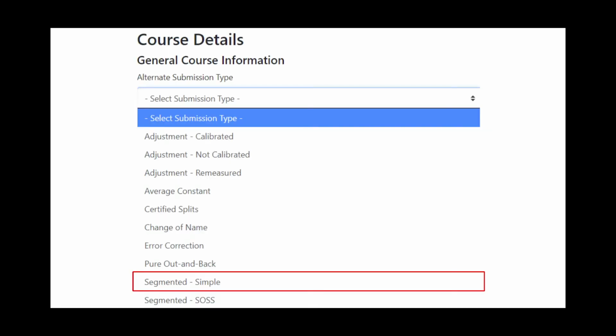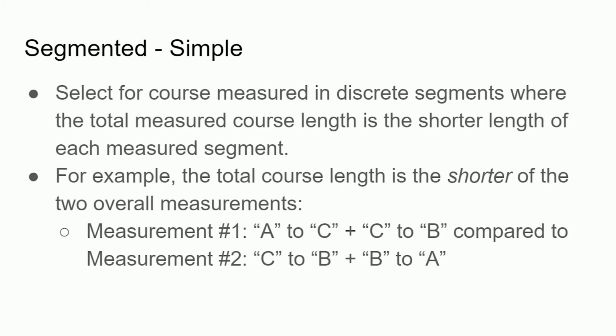Segmented, simple. This type includes courses measured in discrete and often discontinuous segments where the total measured course length is the shorter of the two overall lengths obtained by summing the distance of each component segment to obtain an overall course length. For example, an initial measurement consisting of A to C and C to B on one day is compared to a second measurement of C to B and from B to A on another.